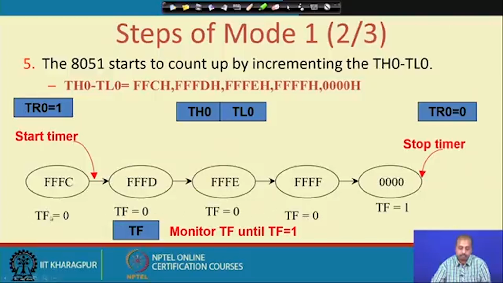This is all the TF0 bit. It is set to 0, and when this overflow occurs, it will become 1. So we can monitor whether this TF0 is becoming 1 or not, and when this TF0 becomes 1, we should stop the timer. So we can reset this TR0 bit accordingly.